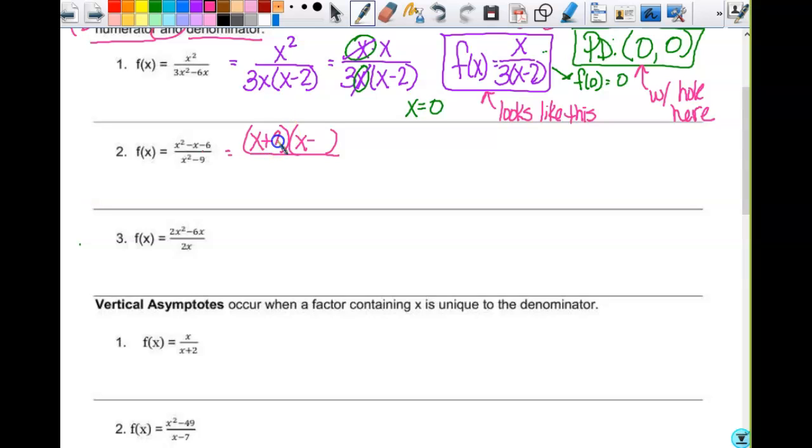Two and a negative 3. The denominator is easy to factor because this is called a what? Difference of squares. Okay, everybody, what is this? Difference of squares.